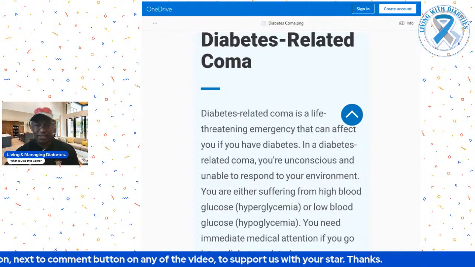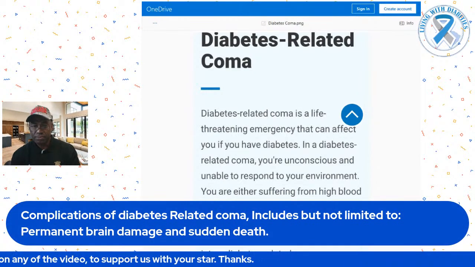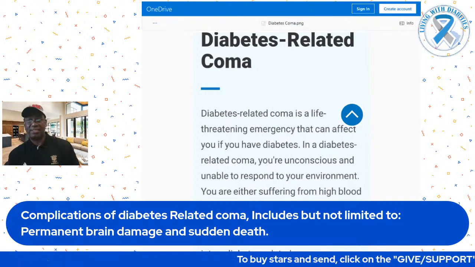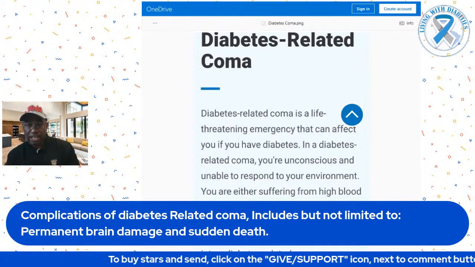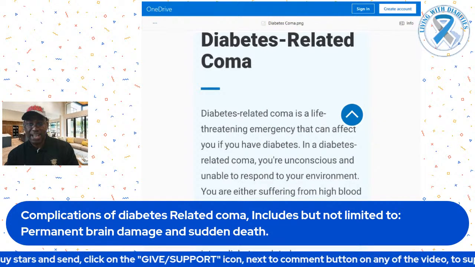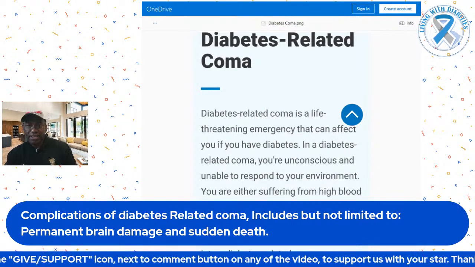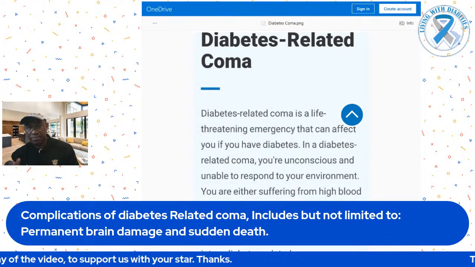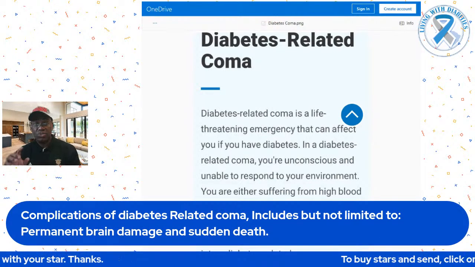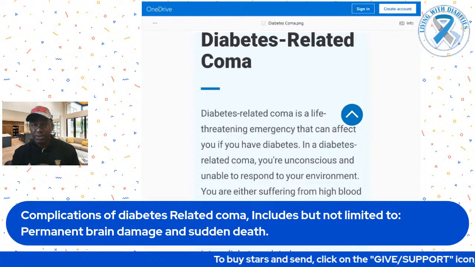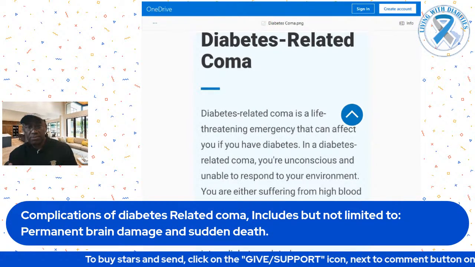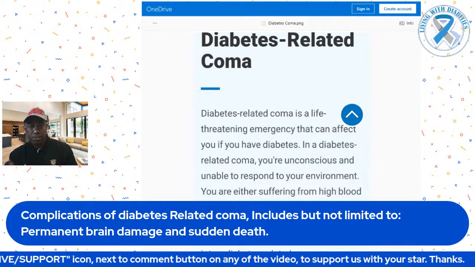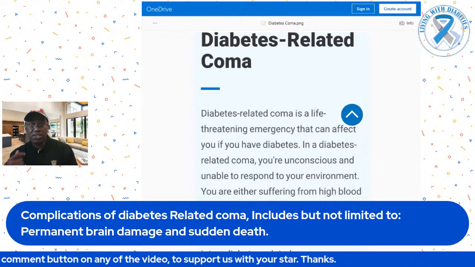And any delay, this is what is going to happen. If you watch on the screen there, this is the complication for any delay for somebody that has a diabetic coma. Complications of diabetes-related coma include but are not limited to permanent brain damage and sudden death. For any delay, the person is lying down there, their brain is getting damaged, permanently. Once the brain is damaged completely, the next thing is death. And that is why you have to rush them to the nearest hospital once they call it a diabetes-related coma.